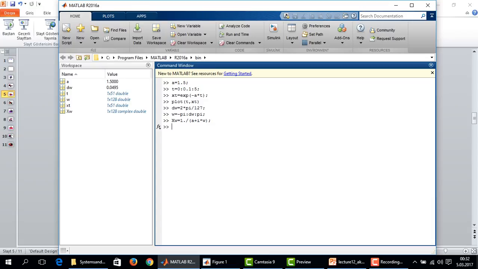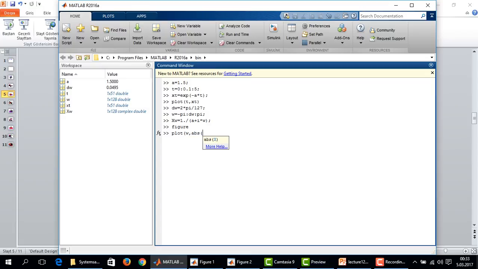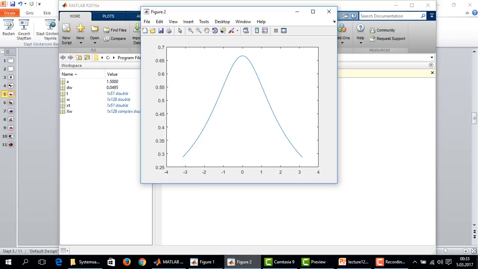So let's open a new figure environment, and I will plot the magnitude, first magnitude of the x omega, that is abs, absolute value, x omega, and that is this plot. Okay, that is the magnitude spectrum of the defined exponential signal.